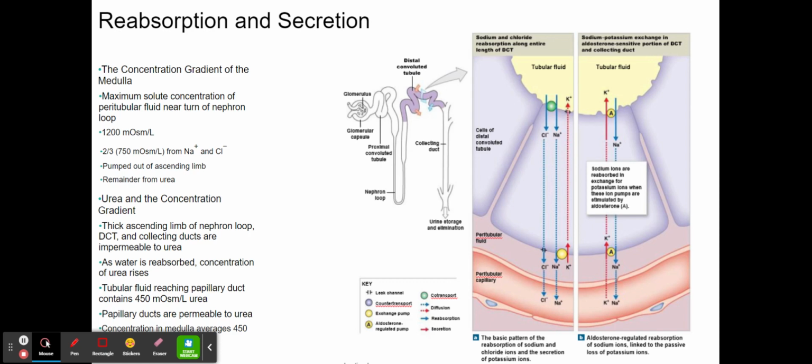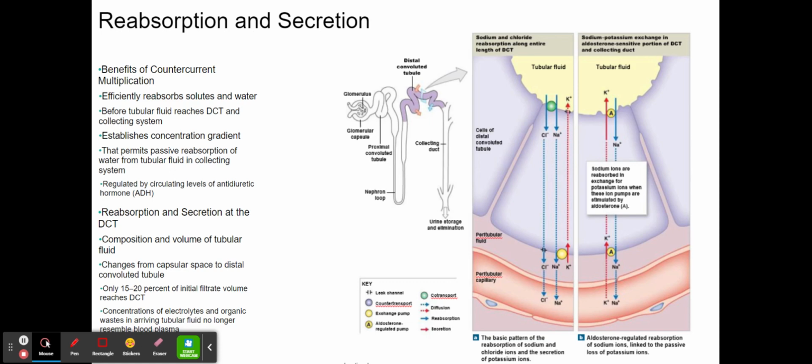The countercurrent mechanism performs 2 functions. 1. It effectively reabsorbs solutes and water before the tubular fluid reaches the DCT of the collecting system. 2. It establishes a concentration gradient that permits passive reabsorption of water from the tubular fluid in the collecting system. Circulating levels of antidiuretic hormone, or ADH, regulate this reabsorption. In summary, countercurrent multiplication is a way to either concentrate or dilute urine.